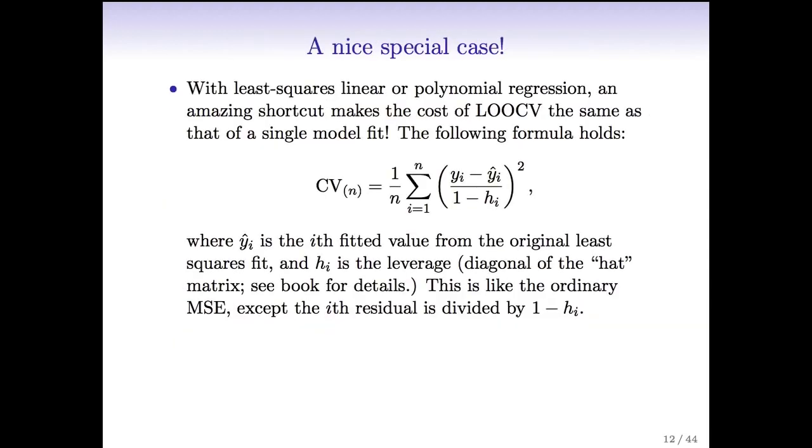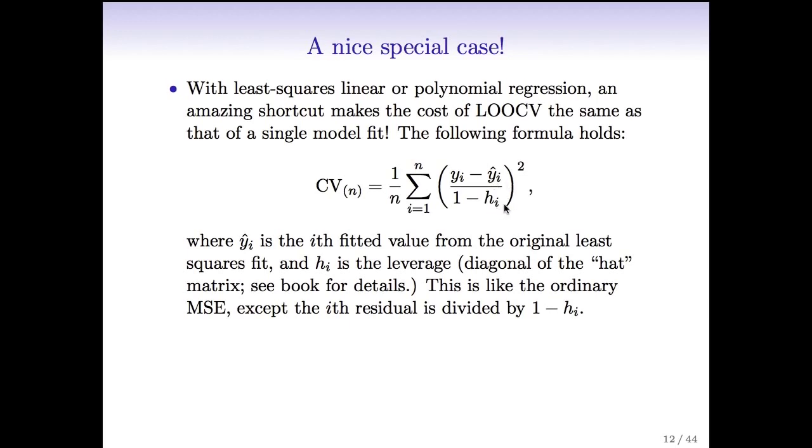Now, actually, leave one out cross-validation is a nice special case, in the sense that this cross-validation can be done without actually having to refit the model at all. So in leave one out cross-validation, at least for a least squares model or a polynomial model, the cross-validation has the following form. The yi hat is now just the fit on the full data set.